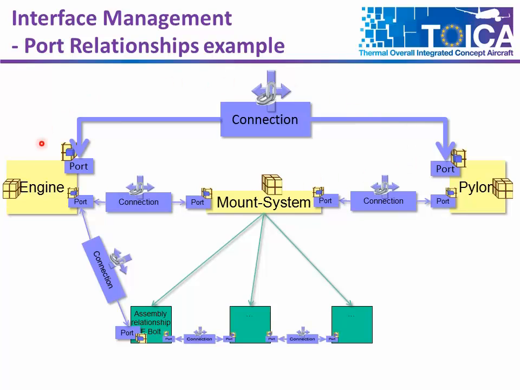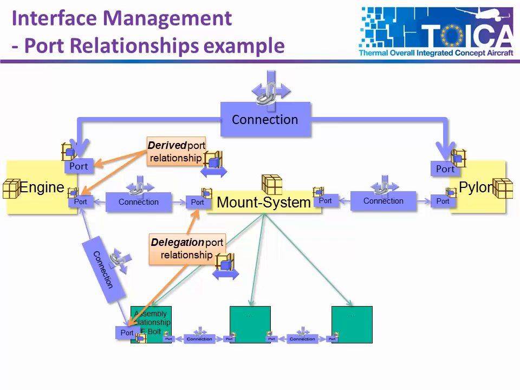Now to look at more detail about port relationships. Initially, all that is known is that there is some connection between these two components, the engine and the pylon. As design decisions are made, for example, to use a mount system, new ports are added on the engine that connect to the mount system, and these are a derived relationship between the original port, which was just connected to the pylon, and the new port connected to the mount system. The relationships between the ports on the mount system and its subcomponents is then a delegation relationship that basically shows that you're delegating this port to the port on the bolt.